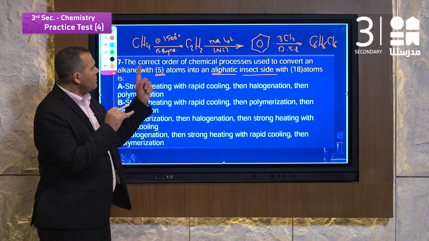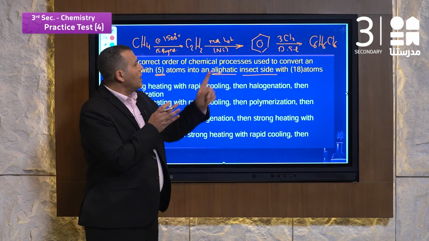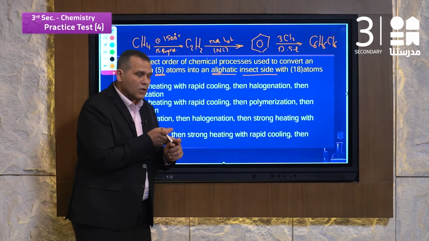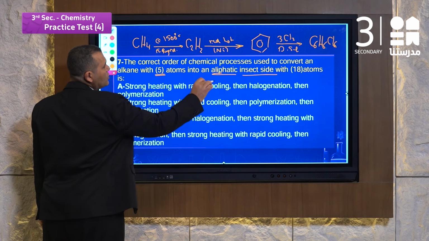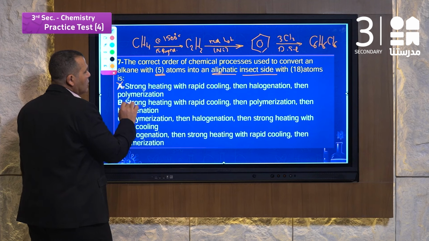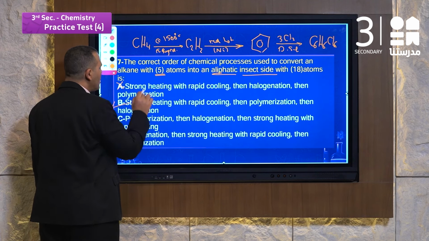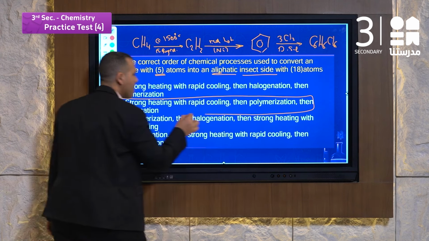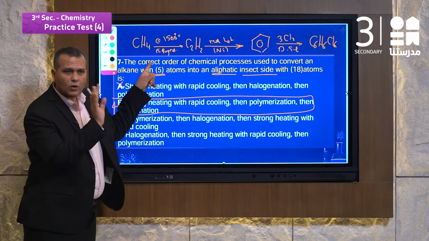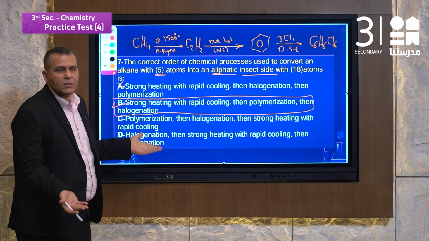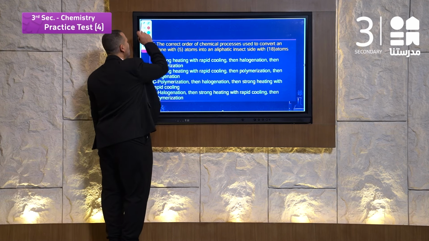So the steps: fast heating, then fast cooling, trimerization, halogenation by addition. Where is this here? Strong heating with rapid quenching. Okay. Then polymerization. Then halogenation. Done. Or do we start with polymerization? Wrong. Methane is saturated and cannot be polymerized. Halogenation would give methyl chloride and I couldn't continue. So our correct answer is B.